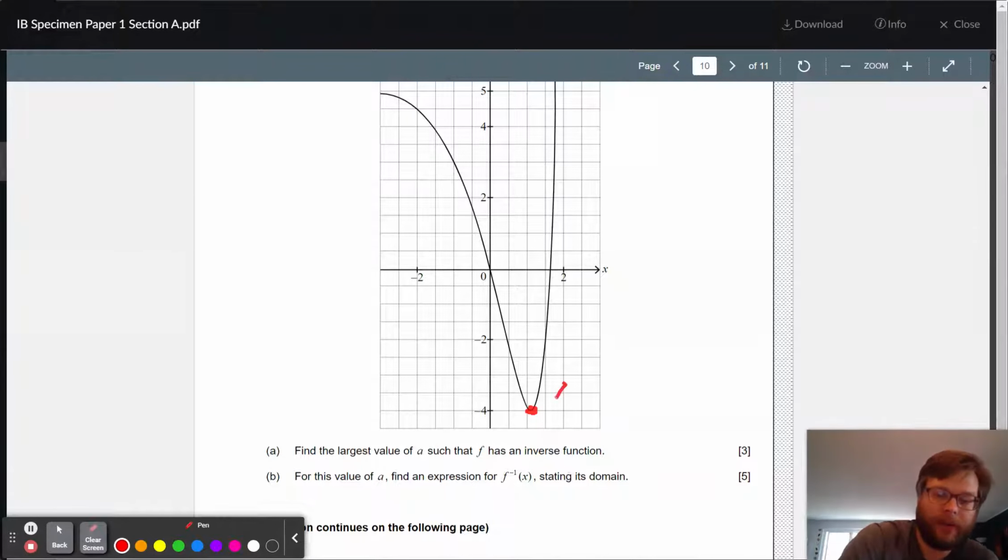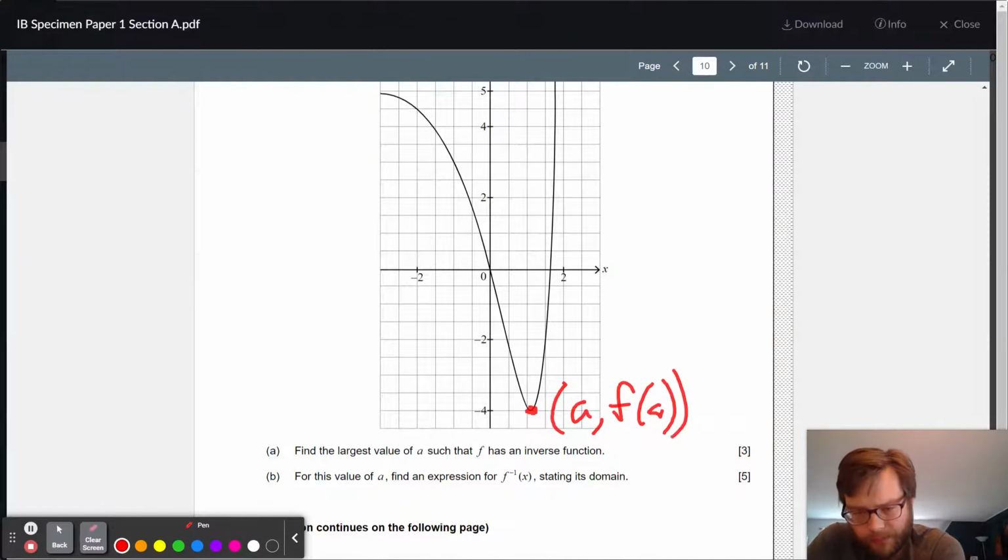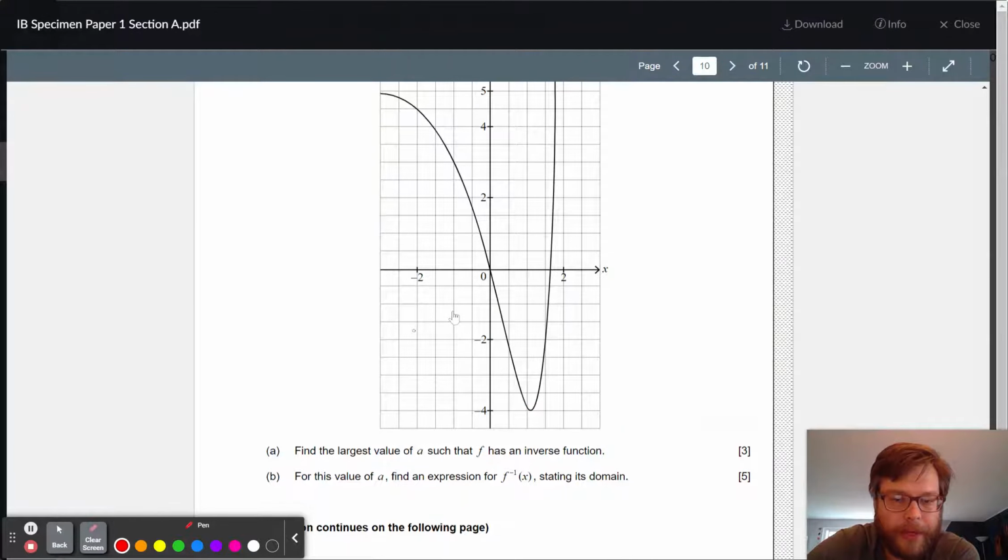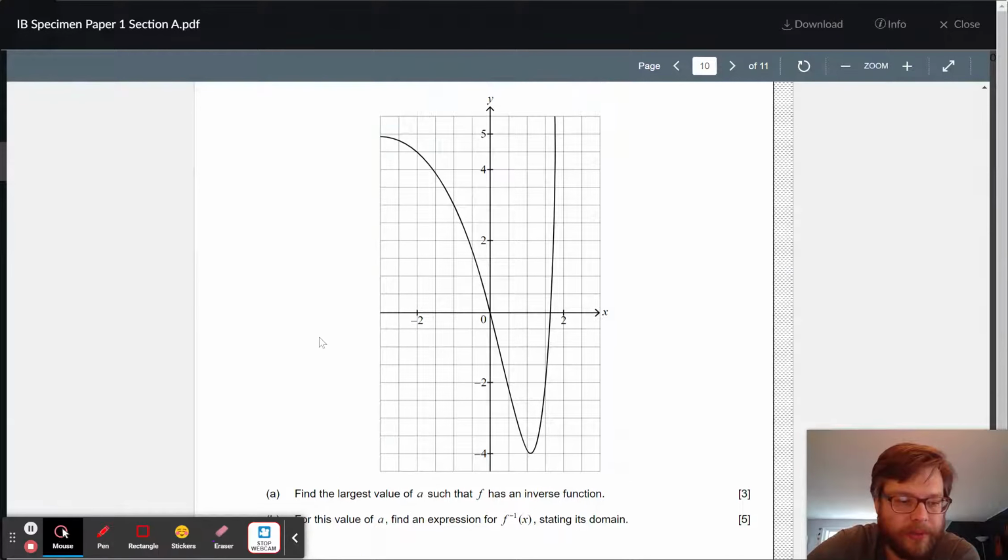And so right here, we can label it as a and f of a. So we're going to try to determine that point. Luckily, it's a minimum, and so we can use some derivatives to find the minimum value there. Okay, so that's what we're trying to do. So let's scroll back up to be able to see our function here.